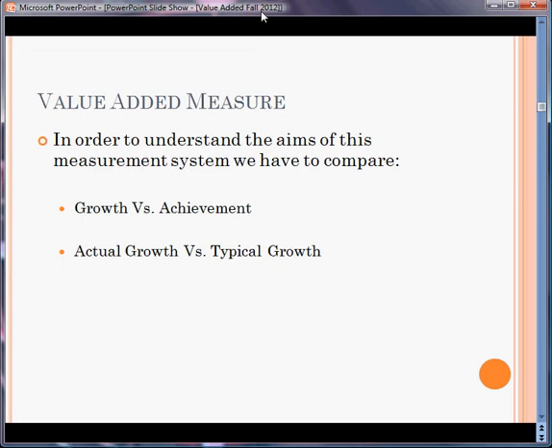Welcome to part 3 of our webinar series on value added. In order to fully understand the measurement system of value added, we have to look at two different things. First, we have to look at student growth versus student achievement, and then we have to look at actual growth of a student versus typical growth of a student.